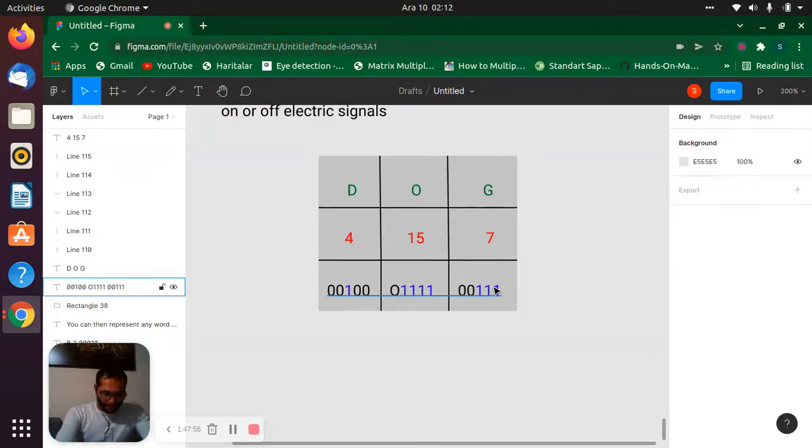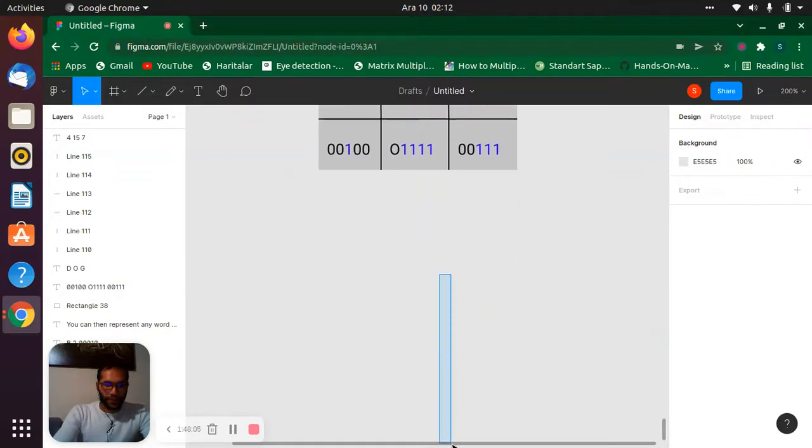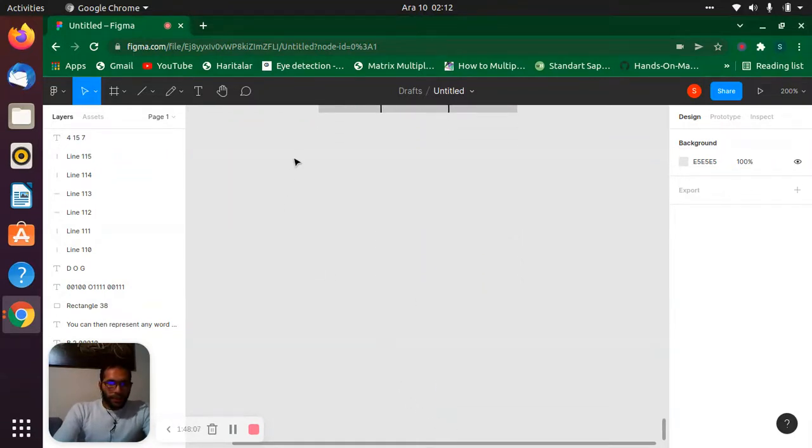Anyway, I think this is too much to understand for text. Now we can look at images in binary.